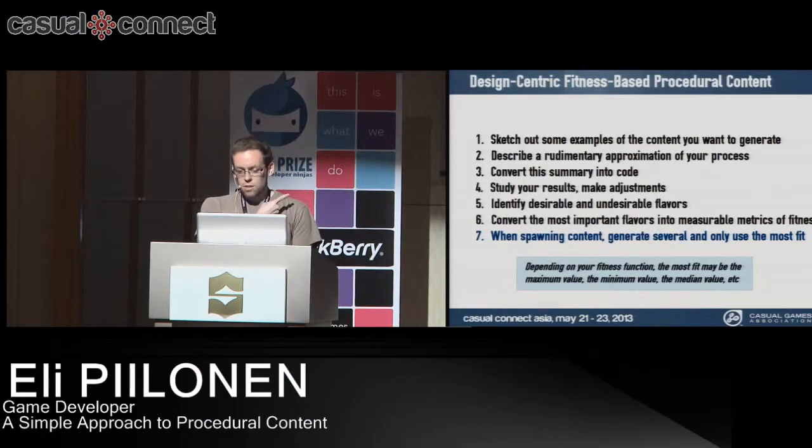And it's very important to note here that the fitness function might be a high number for good, or it might be a low number for good, or it might be a middle number that's good. So you can use the maximum or the minimum or a median or a biased median, like 60%, something like that. And really that's kind of it.